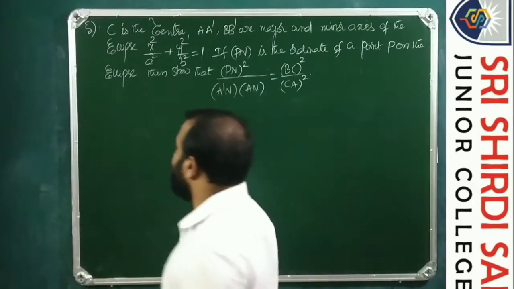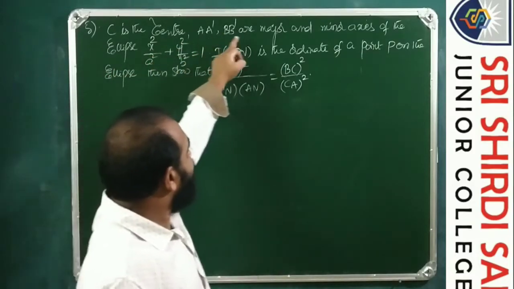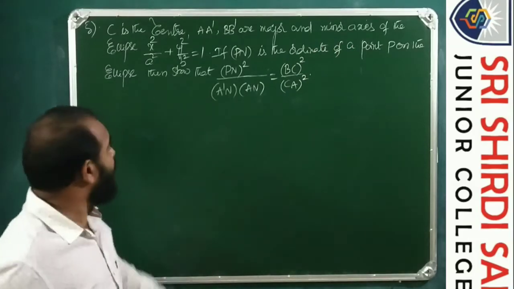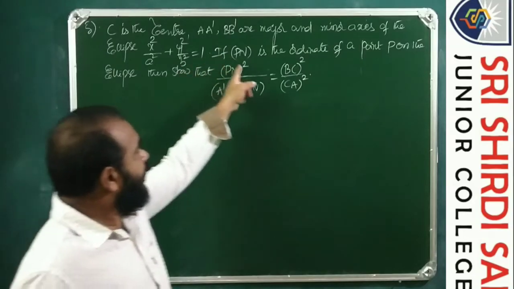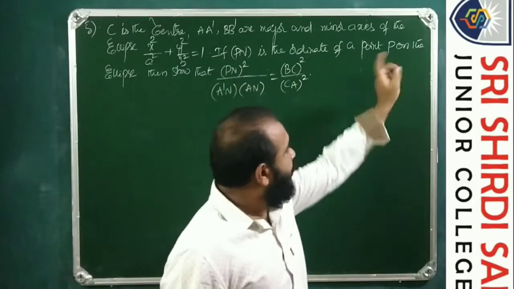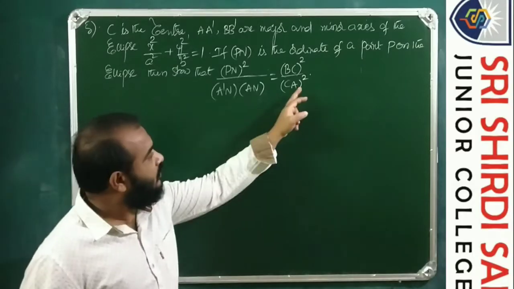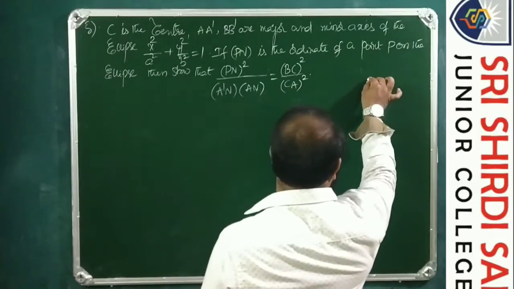So the fifth question is, if C is the center, A dash, B dash are the major and minor axes of the ellipse x square by a square plus y square by b square equals to 1. If Pn is the ordinate of a point P on the ellipse, then show that this is equals to this. We need to show. So let us take the ellipse.